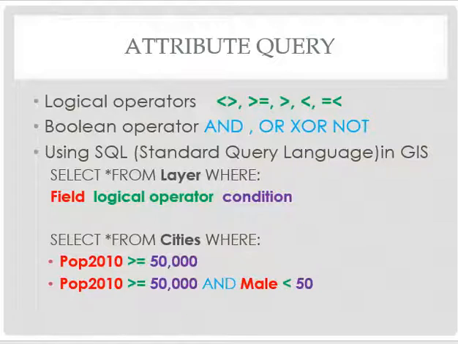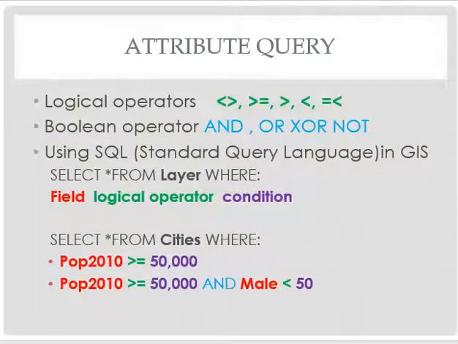So the logical operators we use are greater than or equal, not is the double symbol here, greater than and equal, greater than, less than or equal to. And then the Boolean operators are the AND, OR, XOR, or NOT.